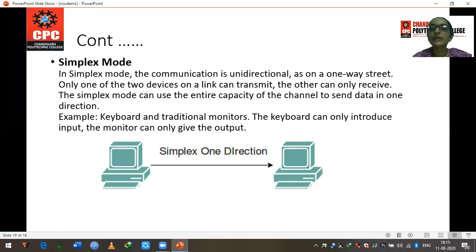The simplex mode can use the entire capacity of the channel to send data in one direction. For example, a traditional keyboard and a traditional monitor. The keyboard can only provide the input and the monitor can only give the output. As on your screen, the figure shows one computer only sends the data in one direction and the next one works only as a receiver.